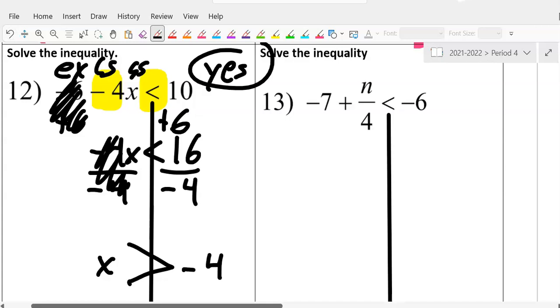Anybody have any questions about this? 10 plus 6 is 16. We use Dorito Man for 16 and -4 to make -4. Got it? I'm going a little quickly, but yeah?